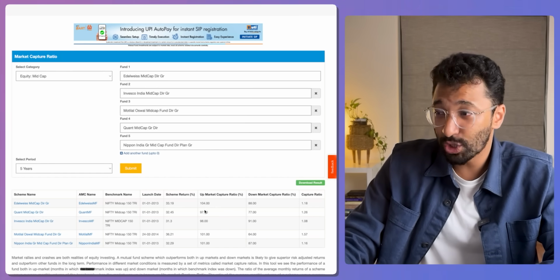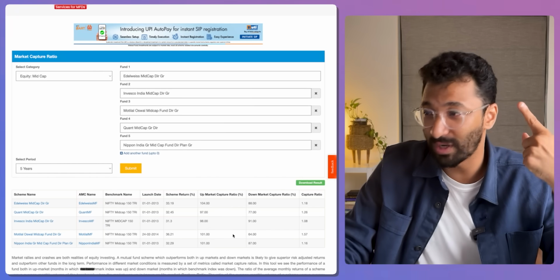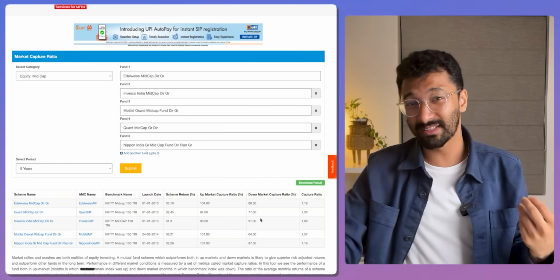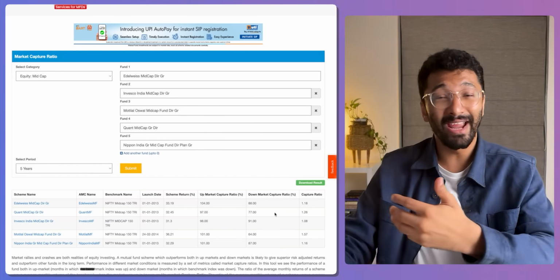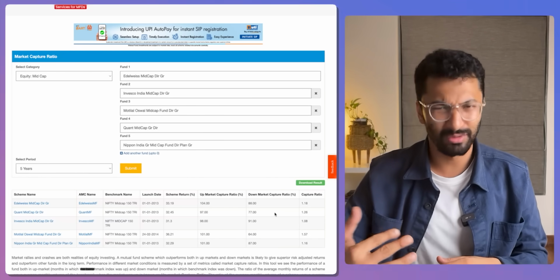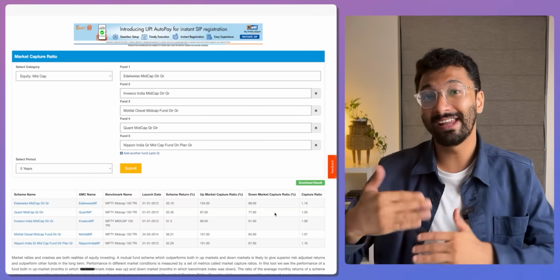So the up market capture ratio is 104, which is the highest across its peers, which is wonderful. The down market capture ratio is 88, which is not the lowest, but the entire idea here is not to find funds with the highest up market or lowest down market capture ratios. That is not the idea. The idea is to get a sense of direction and to identify red flags.